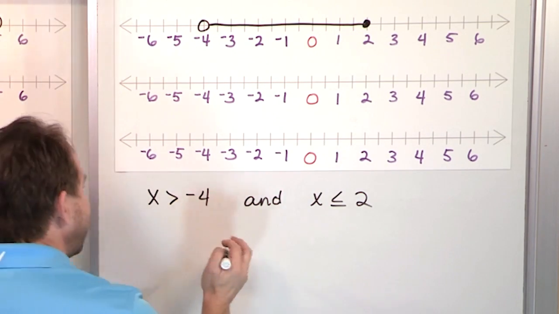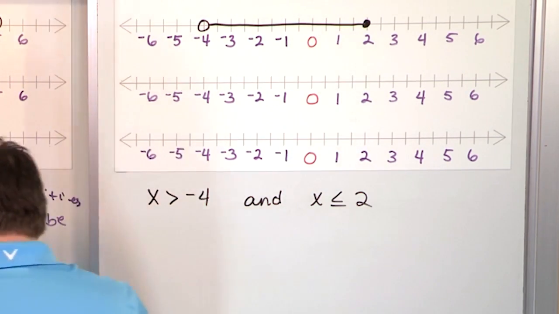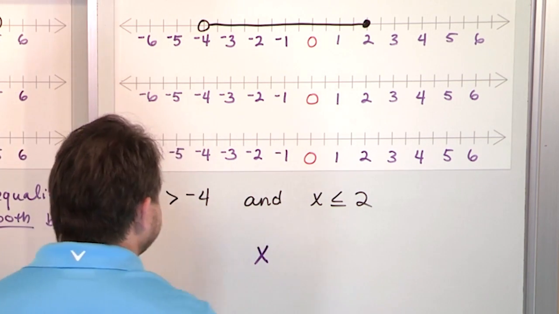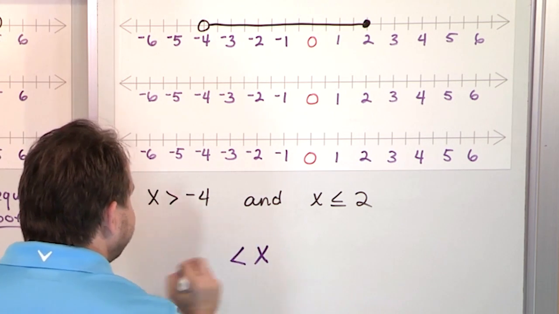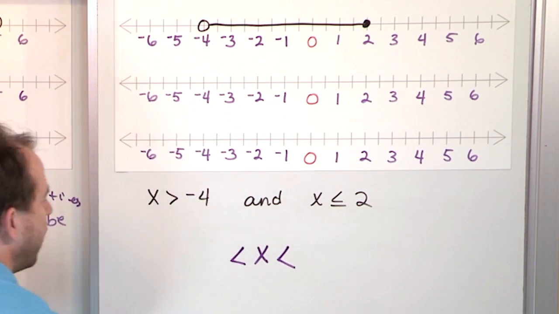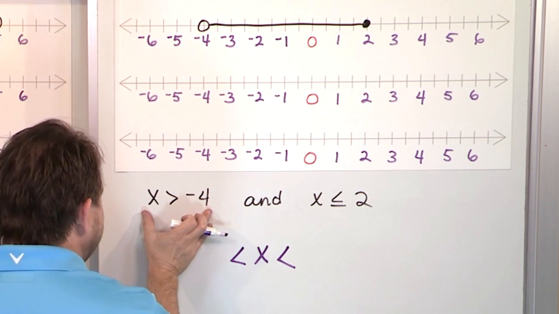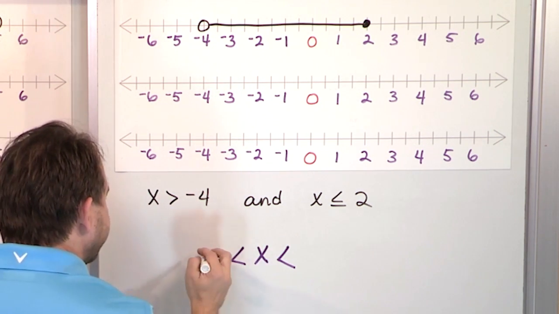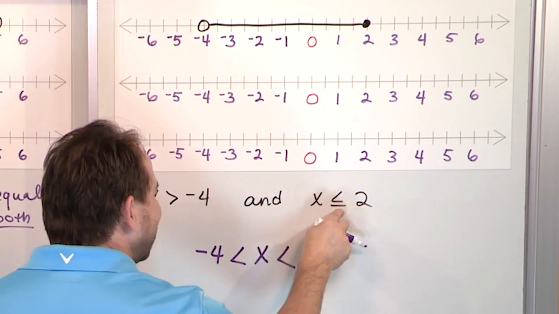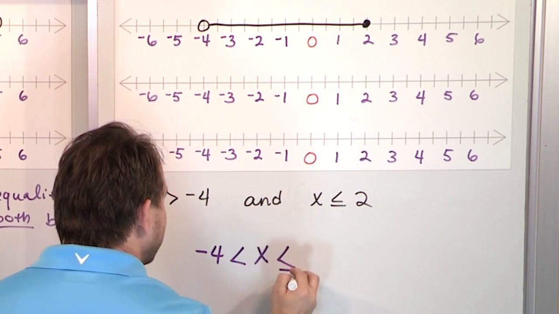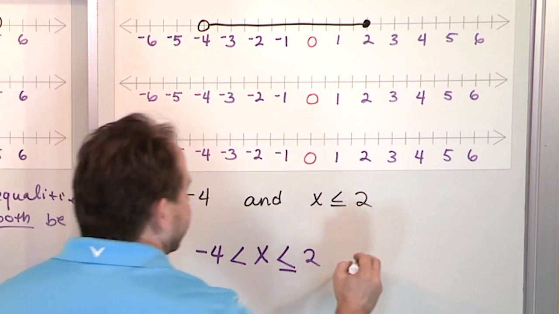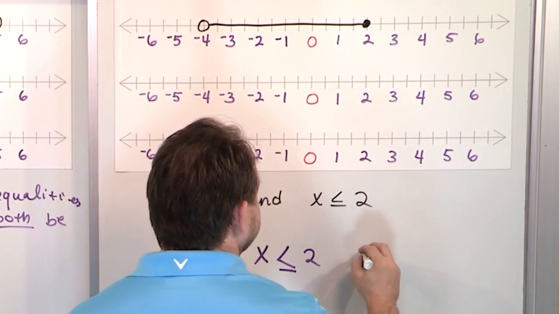Now, another way that you would write this is as follows. The variable is x, so you just start by putting an x there. And then you put a left-hand arrow on either side of the x. And then you read it: x greater than -4, x less than or equal to 2. And this is how you would write it in terms of the compound inequality, or the double inequality, so "and".